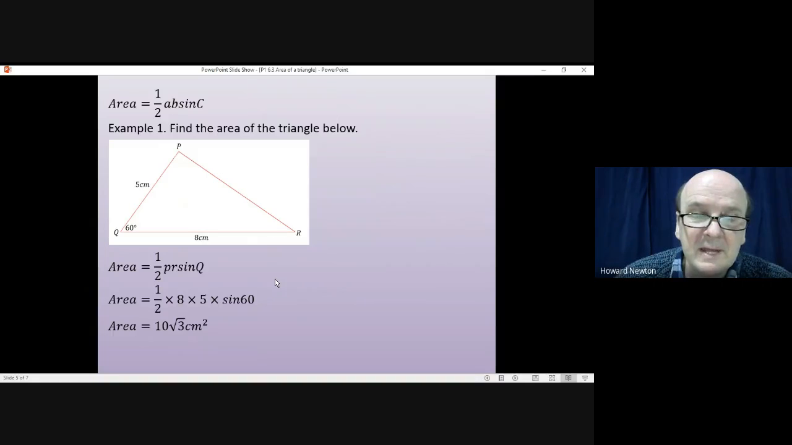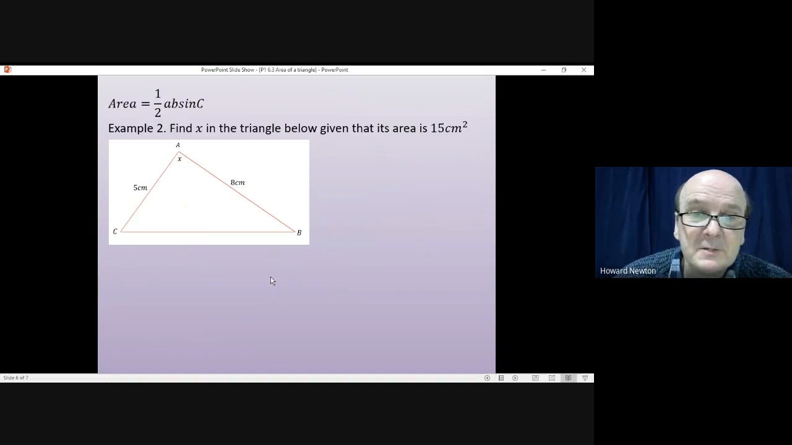Now, the other thing they can do with this type of question is tell you the area. In this example, you've been given a triangle and they've told you that the area is 15 centimeters squared. What they won't tell you is either the angle, as in this example, or one of the two sides. But you still just use the formula in the normal way, substitute in everything that you do know, and then find the one thing that you don't know. So have a go at this yourself, pause the video, come back to me when you're ready.